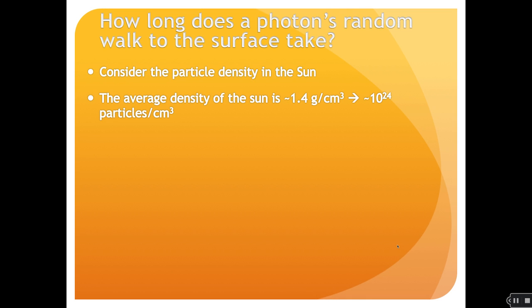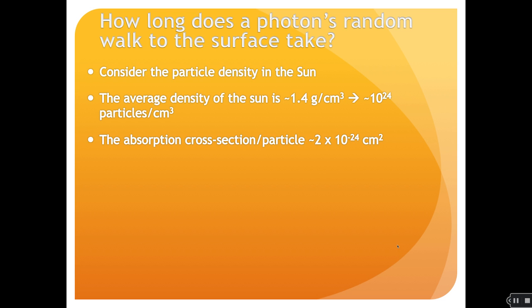Well, let's think about the sun. We've got the density of the sun as an average. We're just going to assume it's average all the way through. We'll get into the details of how it's different in different parts of a star later. But we know what the density of the sun is. It's a little more than water, 1.4 grams per centimetre cubed, which if we translate that into particles is about 10 to the 24 particles per centimetre cubed.